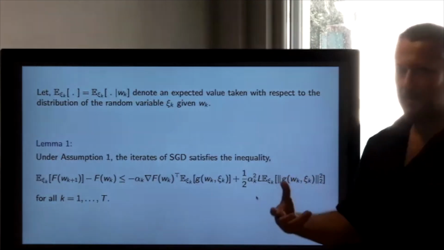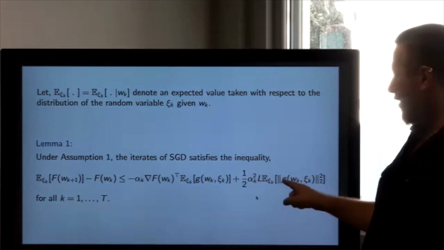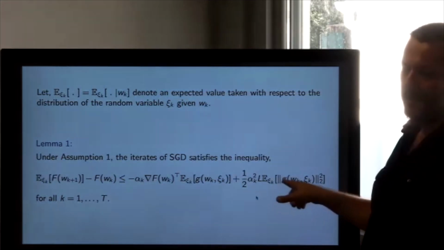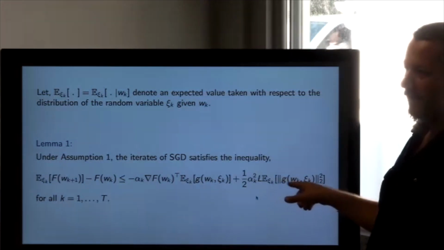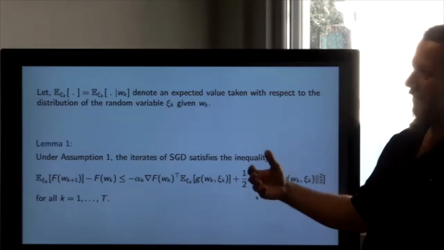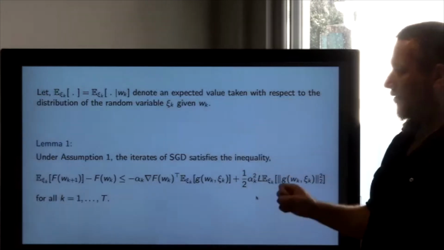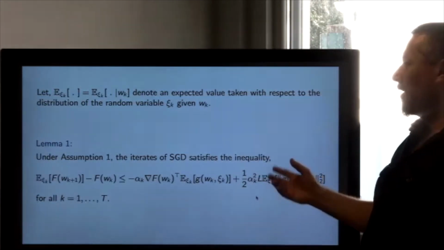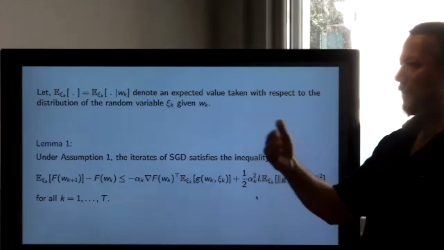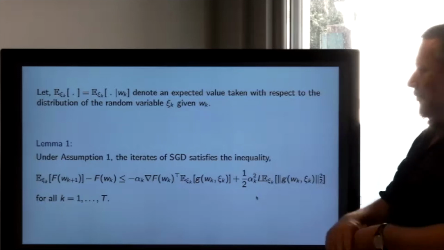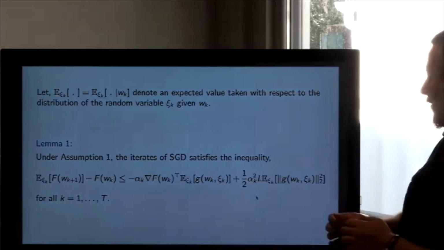So next time we meet, tomorrow at 2, we are going to assume an upper bound on this. And then with that extra assumption, we are going to show that stochastic gradient descent actually converges to a stationary point. But I'm going to stop here for today.